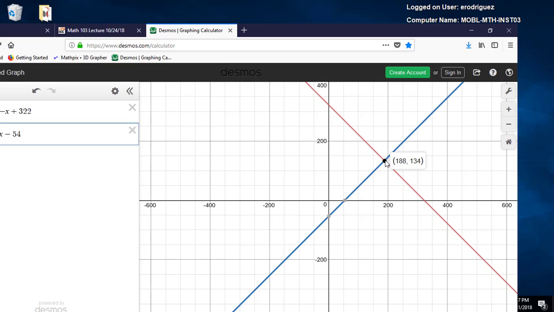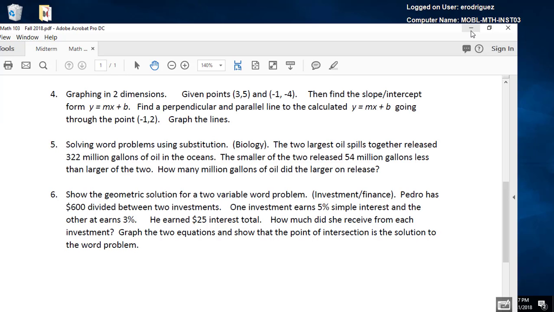So let's see what happens now. You can do better than that. There we go. Well, I'm not supposed to put it there. I'm supposed to put it in my teeter-totter. But it still works because I know what y is now. So x plus 134 equals 322. So I just subtract, and I'll have what my x equals.